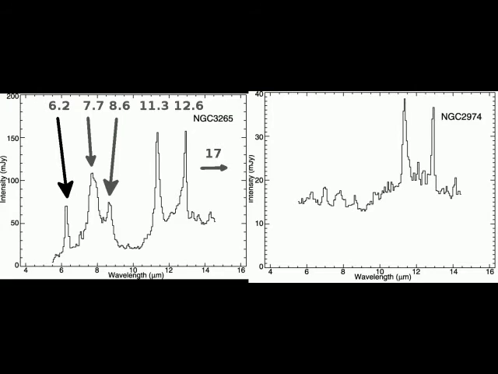It's also been found that the polycyclic aromatic hydrocarbons, or PAH dust grains, emit differently in many early-type galaxies than in late-type galaxies. The typical late-type galaxy has PAH emission at 6.2, 7.7, 8.6, 11.3, 12.6, and 17 microns, while most early-type galaxies have significantly reduced emission at shorter wavelengths.